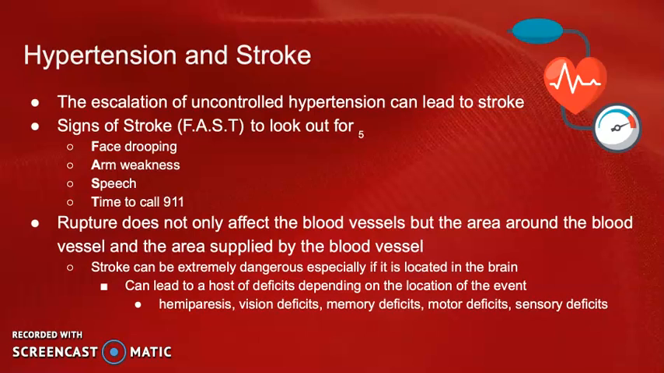A stands for arm weakness. Ask the individual to raise their arms above their head. If one arm is unable to raise as high as the other, this is an issue. S stands for speech. Look for whether speech is slurred or hard to understand when the person tries to speak.